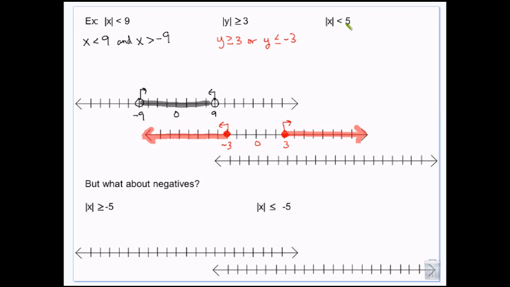So less than again is an or. So, oh, wrong pen. X is less than 5 or x is greater than negative 5.